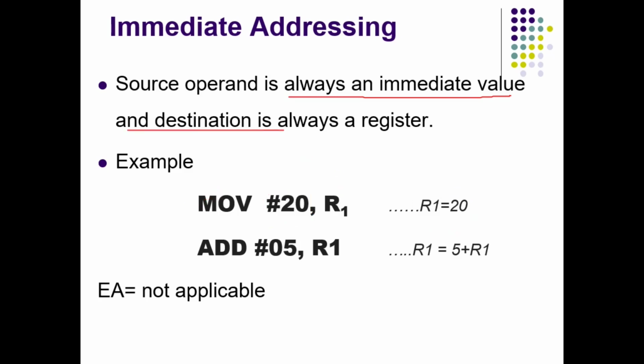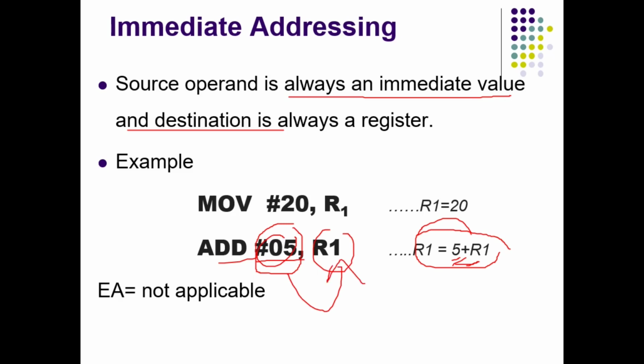In one more example, here in the add instruction, I want to add 5 to R1 content and store it back in R1. So I am very specific that I want to add exactly 5. That's why I have not stored it anywhere. Directly I have mentioned it in the instruction as an immediate value. So I am adding 5 to R1 and storing the result back in R1.